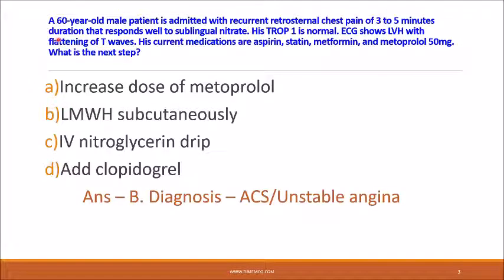Now let's look at the salient points. 60-year-old male, recurrent retrosternal chest pain that responds to sublingual nitrate. These features suggest myocardial ischemic pain. His troponin is normal and ECG shows left ventricular hypertrophy with T wave changes. So, with these points, the diagnosis should be acute coronary syndrome, unstable angina, the treatment of which is low molecular weight heparin subcutaneously. So, the correct choice is B.